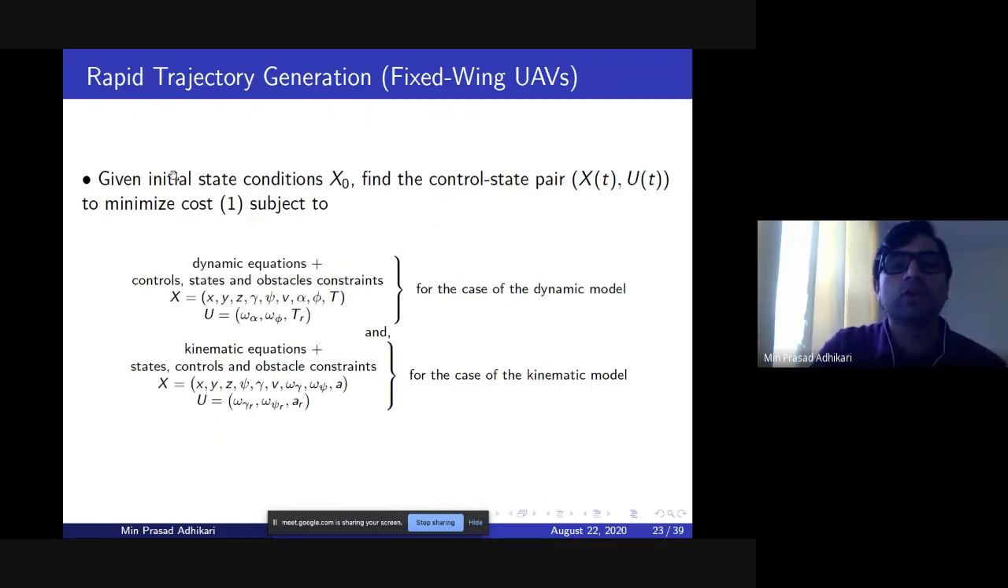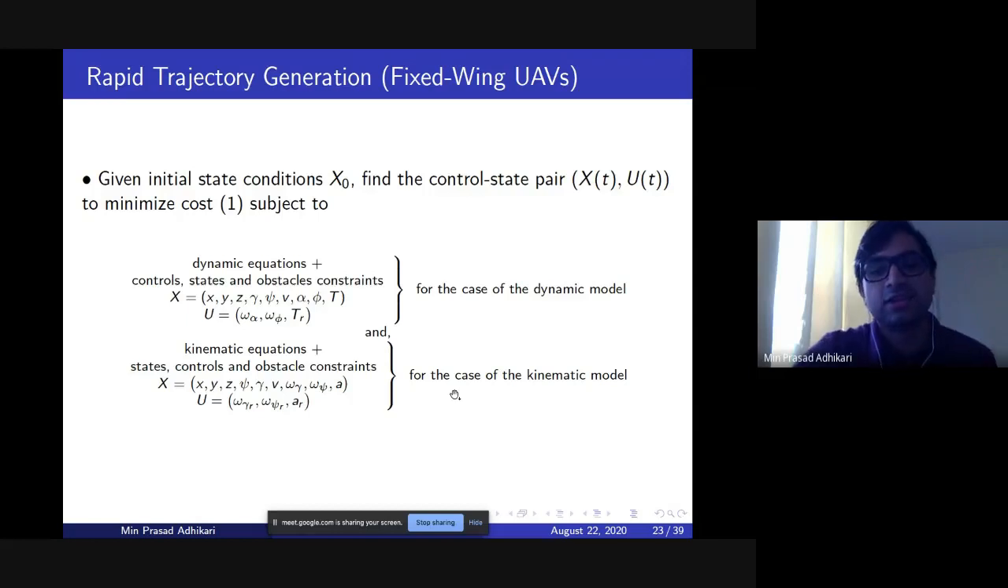This is the problem that we want to solve: given the initial condition, or the initial position of the UAV, we want to find the state-control pair, meaning the trajectory and the controls required for the UAV to fly along the trajectory. We solve two different cases, using the dynamic equations and controls, states, and obstacle constraints. So you have constraints on how much X, Y, Z, flight path angle, heading angle, and velocity can range, along with angle of attack, roll angle, and thrust. Similarly for the kinematic model as well. So these are the two different problems: same objective, same cost function, but two different constraints for dynamic and kinematic, and we're going to compare these things.